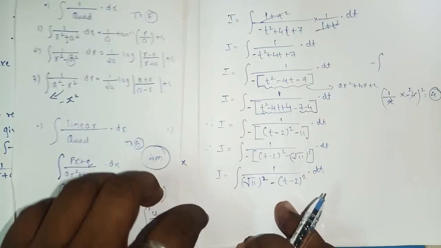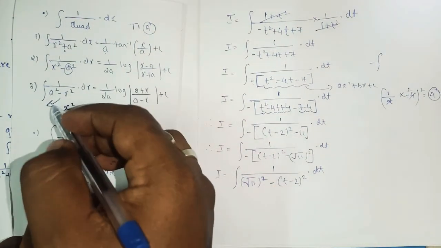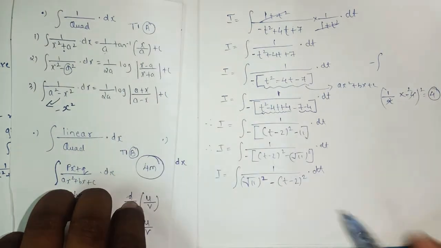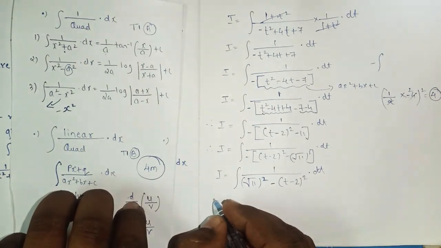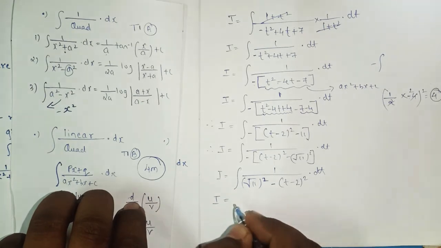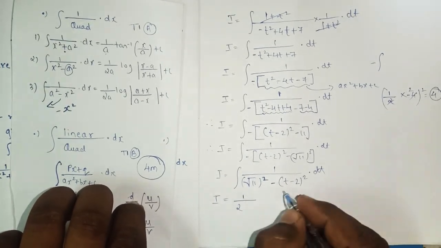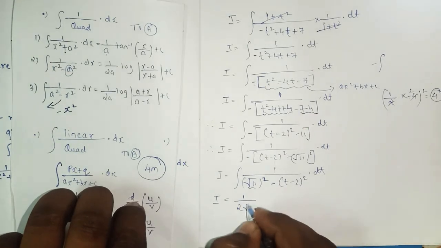As now clearly we can see that this looks like 1 upon a square minus x square, which is equal to 1 upon 2a. So here we'll integrate with respect to x. So 1 upon 2a. A is what here? Root 11. Yes or no?